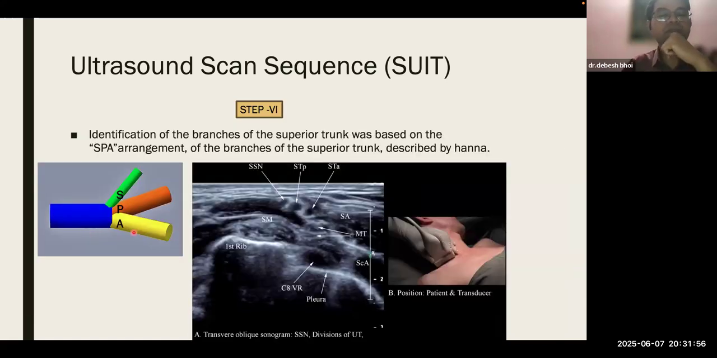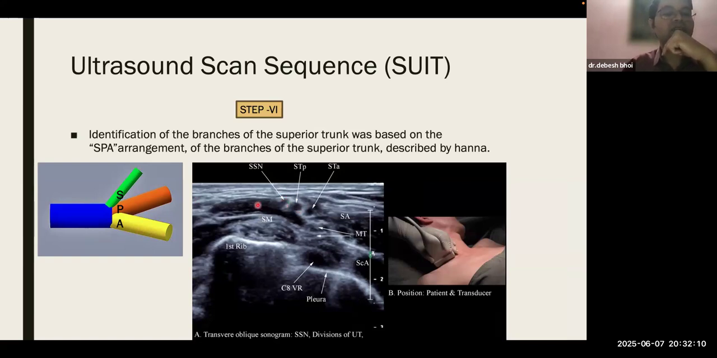The next step is to identify the suprascapular nerve. When you identify the superior trunk, you can identify the omohyoid muscle and the hypoechoic shadow just sitting on the lateral edge of the superior trunk. It's nothing but the suprascapular nerve.